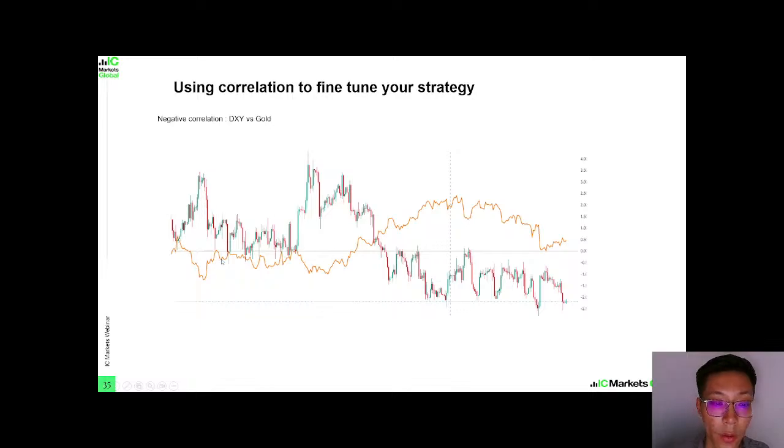So if, for example, this orange line is DXY, we can see how DXY is moving up. Then we have a negative correlation, meaning gold will go in the opposite direction, which is going down.